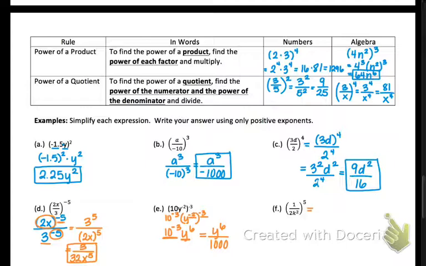And then the last one would be 1 to the 5th over 2k squared to the 5th. So this would be 1 over 2 to the 5th, which is 32.